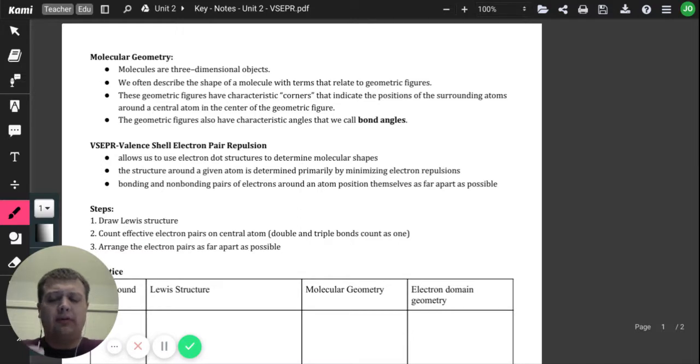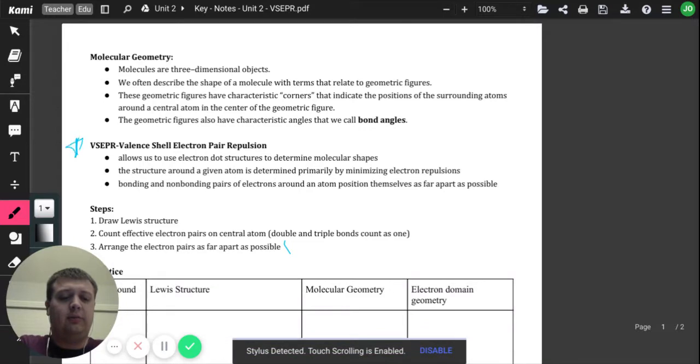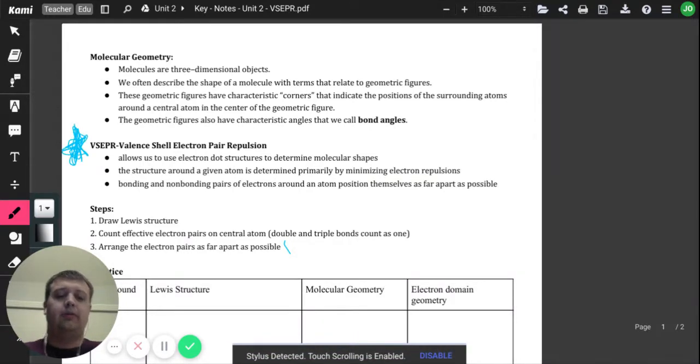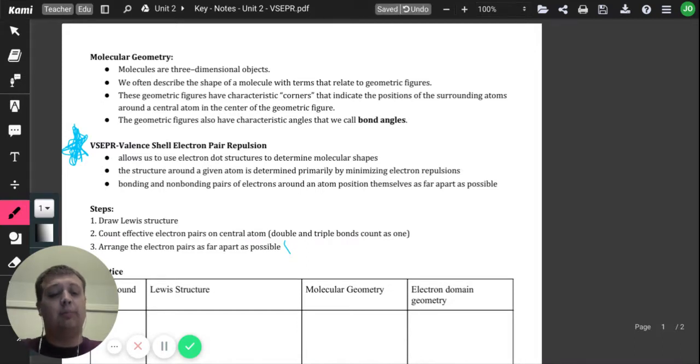So for this, we use what's called a VSEPR model. VSEPR stands for valence shell electron pair repulsion. So that's what we see right there. Valence shell electron pair repulsion. Basically, we are focused on the valence shell, and we're talking about how those electron pairs will repulse.